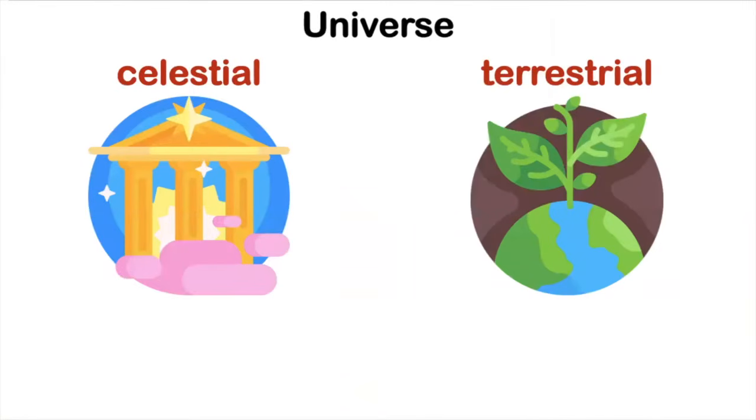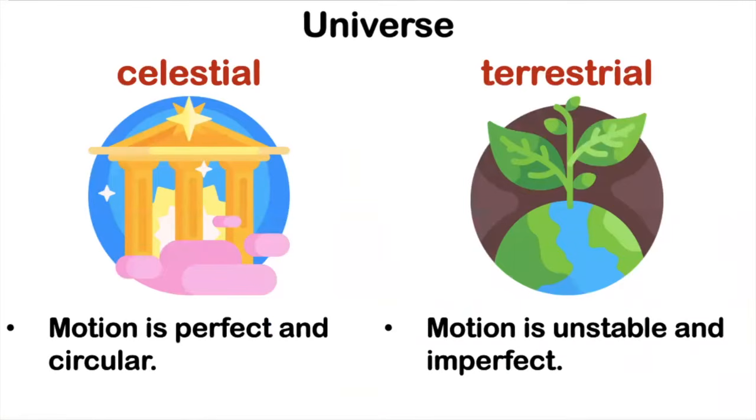The Greeks believed that the universe was divided into two realms, the celestial realm and the terrestrial realm. So they said that the motion of objects in the celestial realm was perfect and circular. On the other hand, the motion in the terrestrial realm was unstable and imperfect. So they believed that there should be a cause for motion. Why are these two different in terms of the motion? So let's talk about the three types of terrestrial motion according to Aristotelian mechanics.